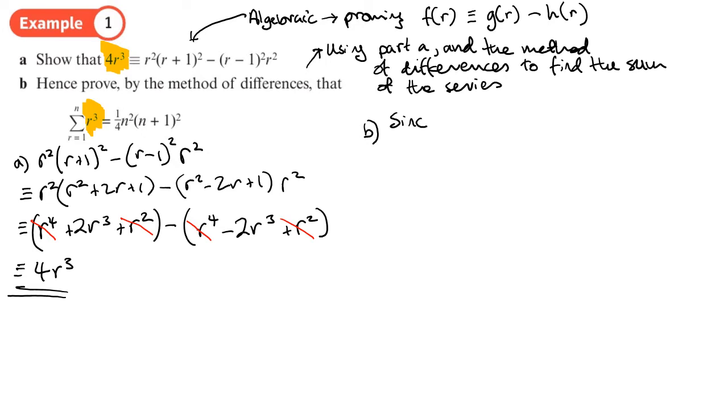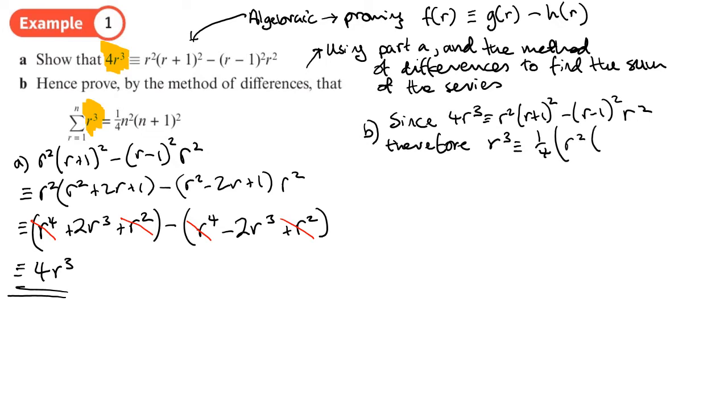I would say since 4r cubed is equivalent to r squared (r plus 1) all squared minus (r minus 1) all squared r squared, therefore r cubed is equivalent to a quarter of that. That's going to be important, that we state that out and we don't miss that quarter out. Students often miss that bit out and they just jump straight into what they've done in part A and then realize right at the end that it doesn't prove. So make sure that you compare what you've shown with what's actually asked of you. Always watch out for that.